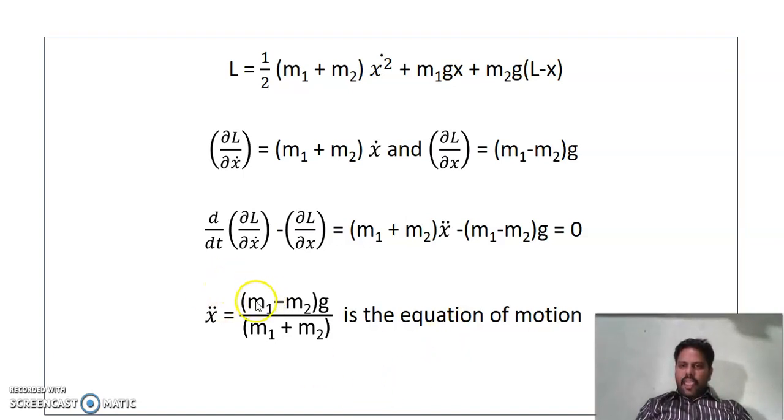If mass m1 is greater than m2, then m1 descends with constant acceleration, whereas if m1 is less than m2, then m2 ascends with constant acceleration. Please note that the tension in the rope and the force of constraint are not seen anywhere in the Lagrangian equation.